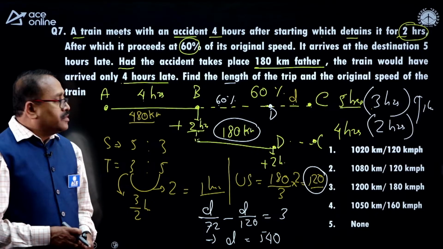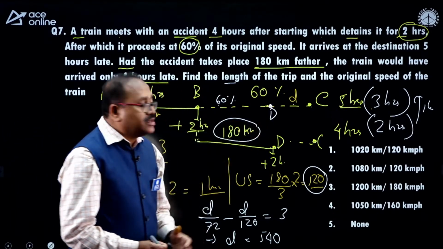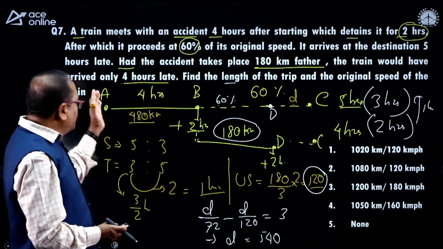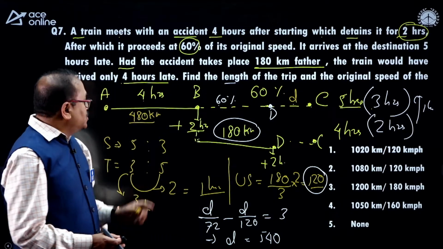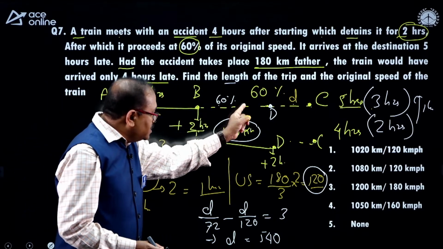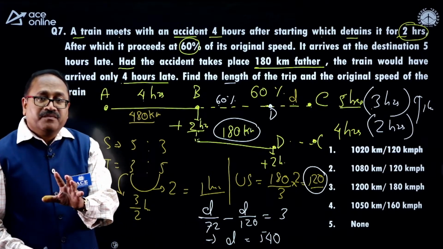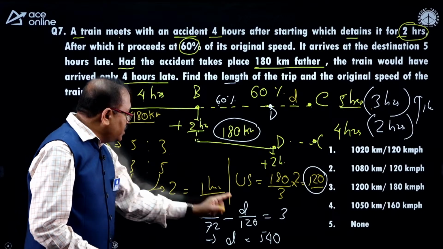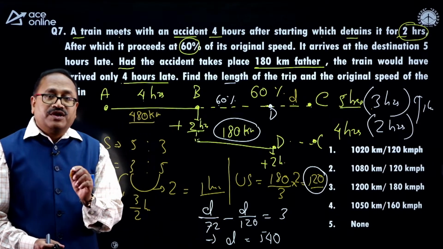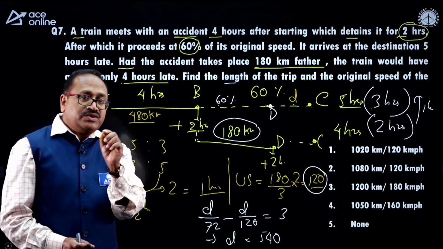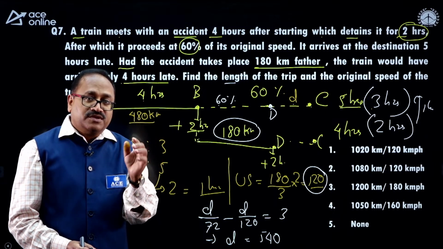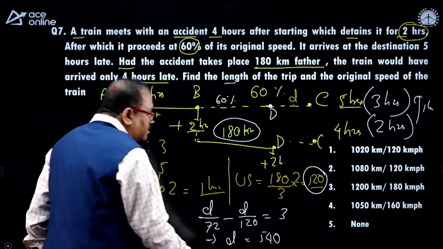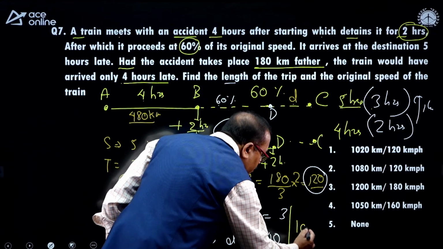What is this D? This D is the distance from B to C. Is this the total distance? No. I need to find out from A to C. So here it is 480 and this is 540. Am I clear, my friends? So total distance is 480 plus 540. I notice that this is 1020. That's my answer. So the total distance is 1020.